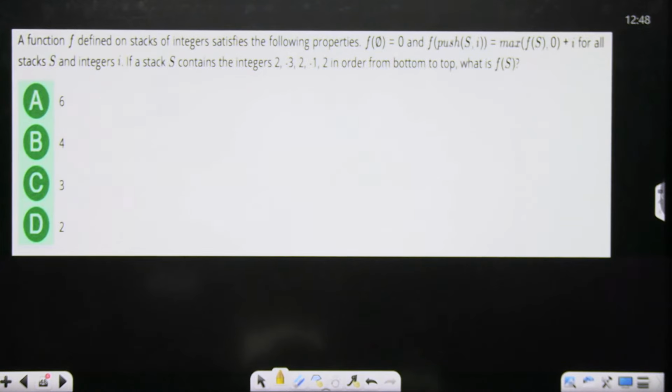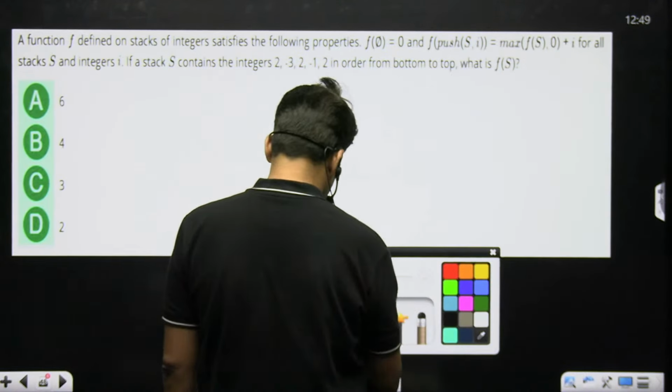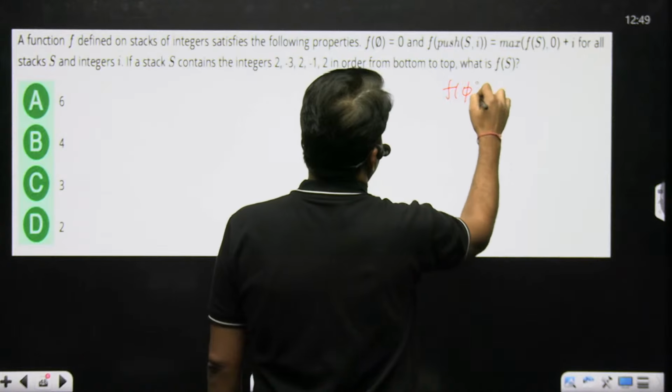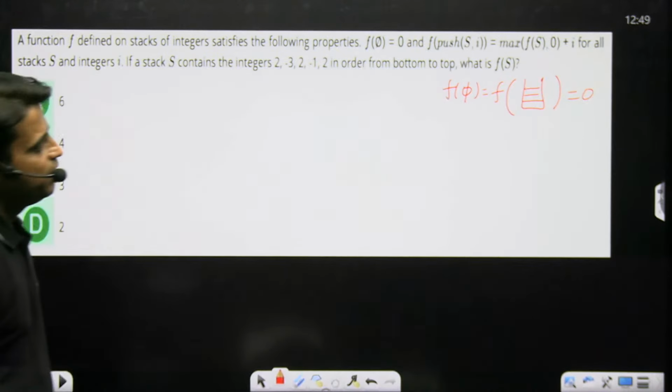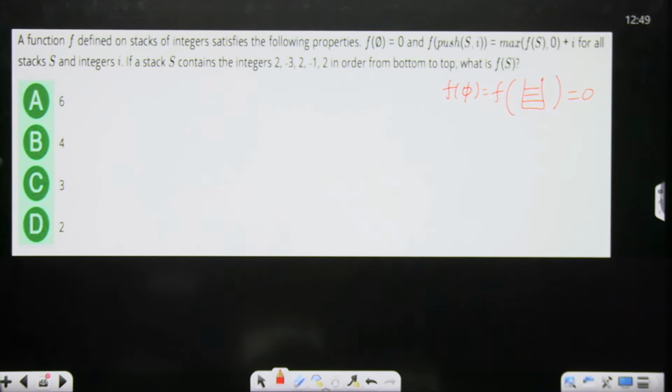Now this is the next question and the last question for today's class. What is the right answer for this one, students? A function f defined on a stack of integers satisfies the following property: f(empty) equals 0, f(push(S, i)) equals max(f(S), 0) plus i, for all stacks S and integers i. If a stack S contains the integers 2, -3, 2, -1, 2 in order from bottom to top, what is f(S)? This data is given, f of the empty stack is 0. Then what you have to find? You have to find this one, students.